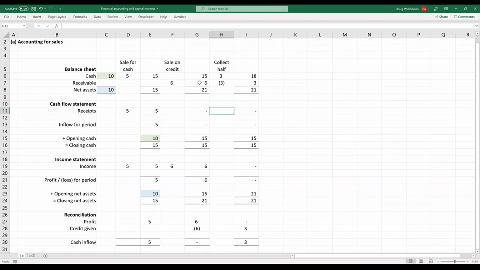So we've got receipts of this amount. Our cash inflow was 3. We haven't given credit, but rather we've got collections. So yeah, let's say collections.